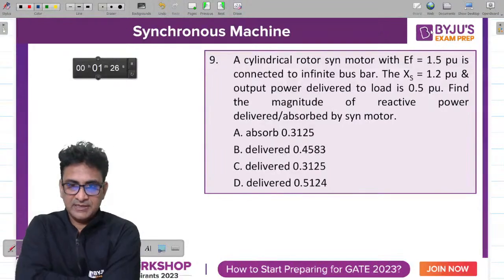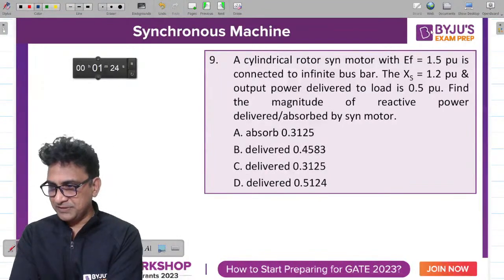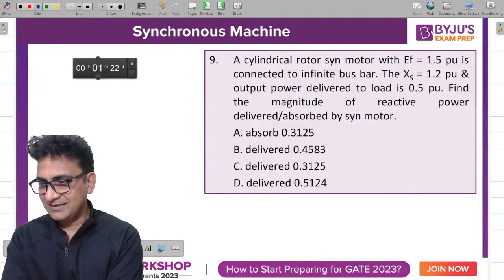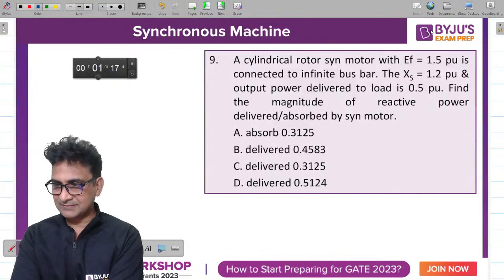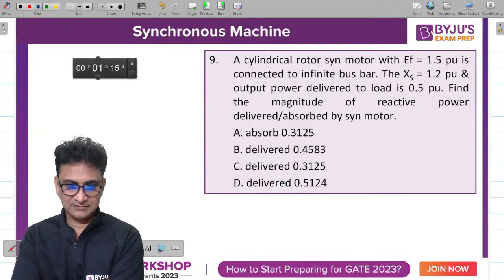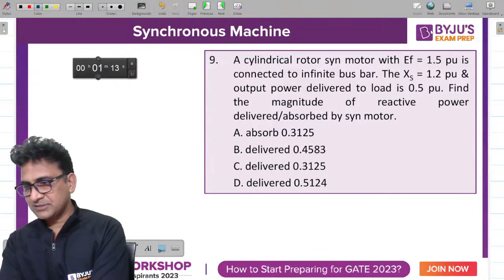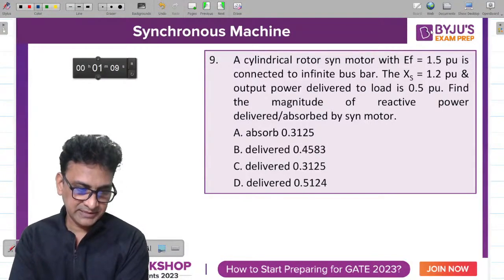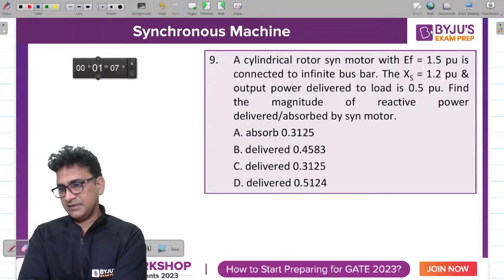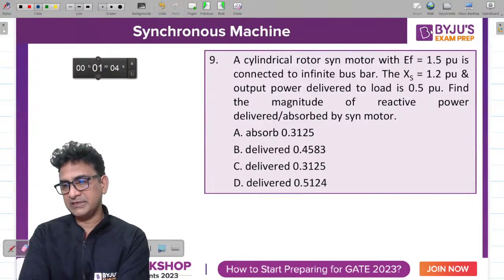A, it absorbs 0.3125 pu. C, 0.3125. All three possibilities may occur in the case of a synchronous motor. It may either deliver, absorb, or neither deliver nor absorb.